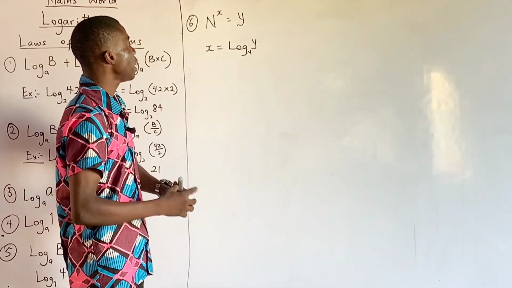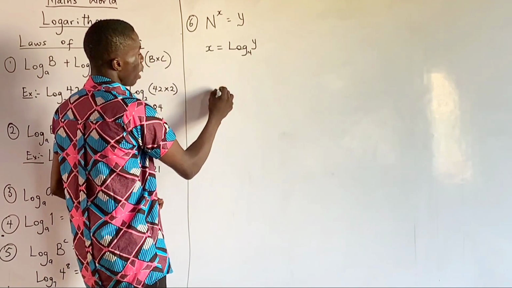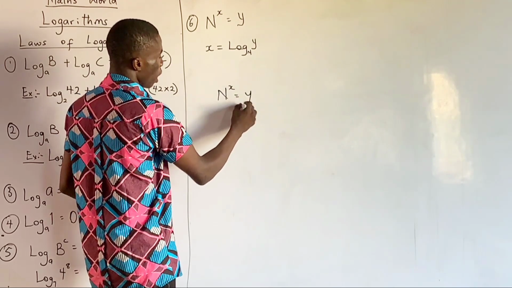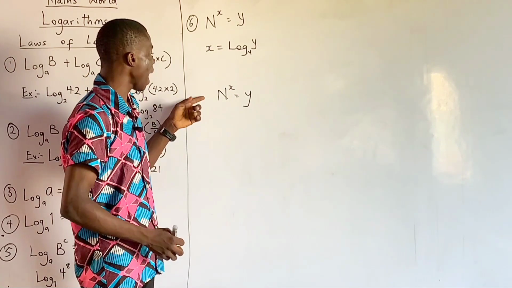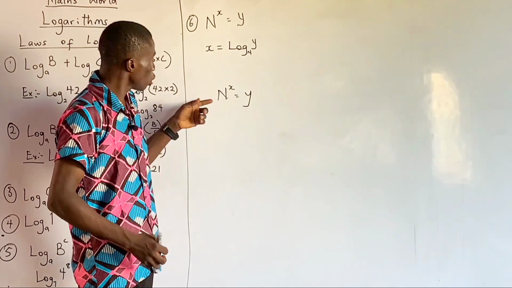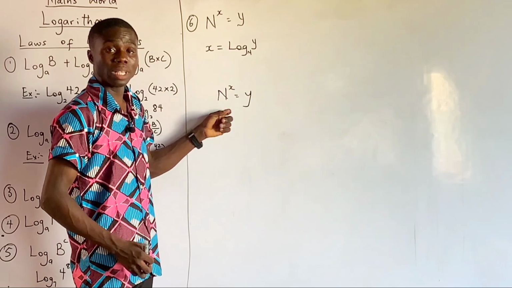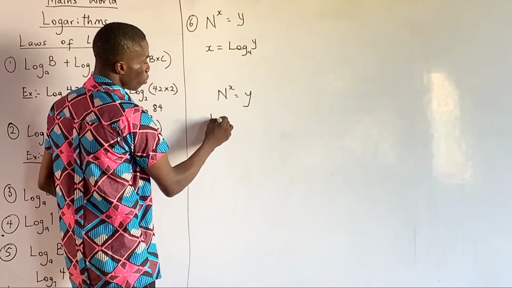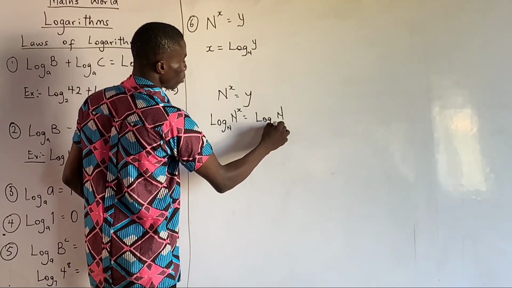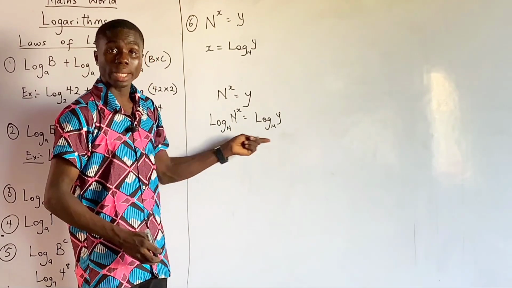What we actually did there is to prove this. Now n raised to power x equals y. I can introduce log n to both sides, such that the power can come down and log n base n will become 1. So if I introduce log n to both sides, you can see I've introduced log n to both sides.